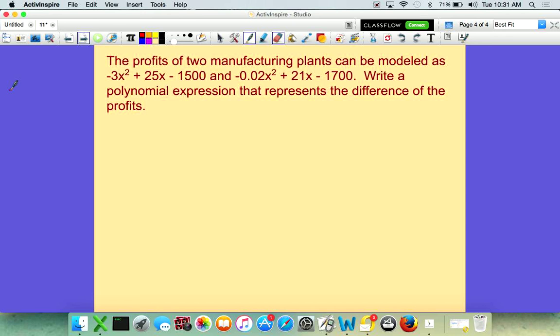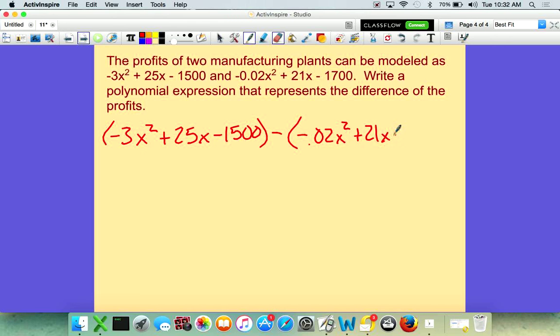Next page, word problem. The profits of 2 manufacturing plants can be modeled as these different equations here. Write a polynomial expression that represents the difference of the profits. So what this is saying is difference means that we're going to take our first one minus our second one. So 3x squared plus 25x minus 1500. That all goes in parentheses minus negative 0.02x squared plus 21x minus 1700.